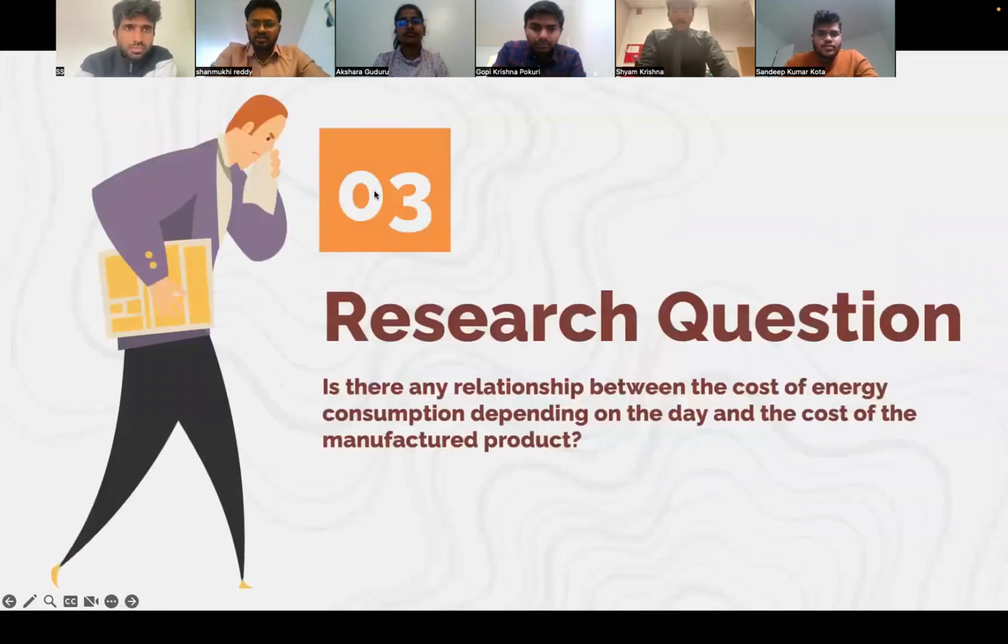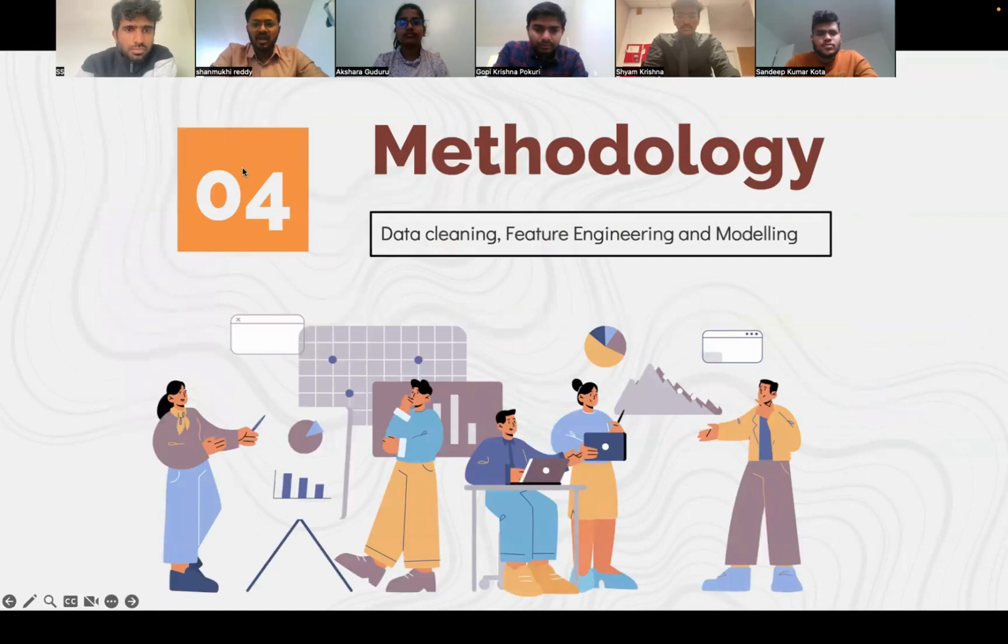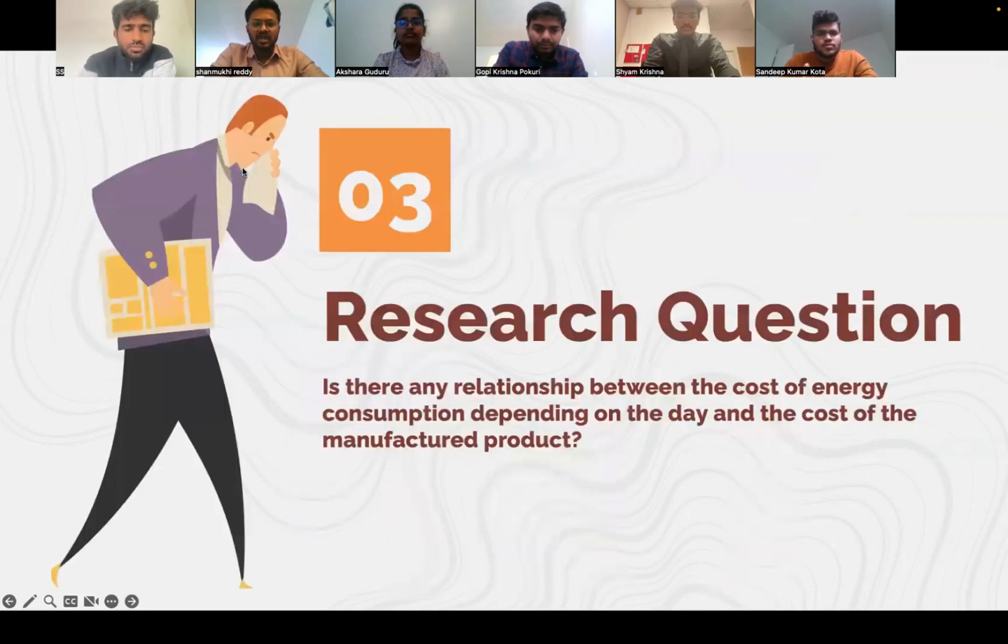Coming to the research questions, the main thing we need to find is the relationship between consumption depending on the day, the cost of the manufactured product, and the budget plan. And coming to the hypothesis, the increase in energy consumption in the manufacturing process, such as machinery and source of energy, day by day will increase the cost of manufacturing the product and the budget plan, and makes the manufacturing unit expensive. Next slide.